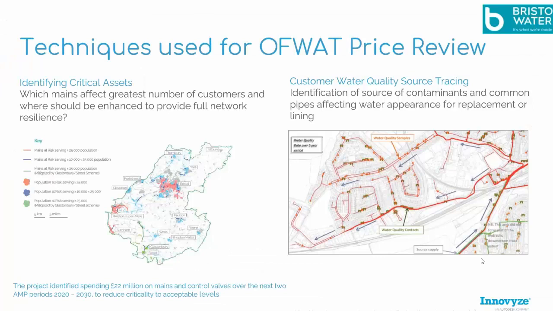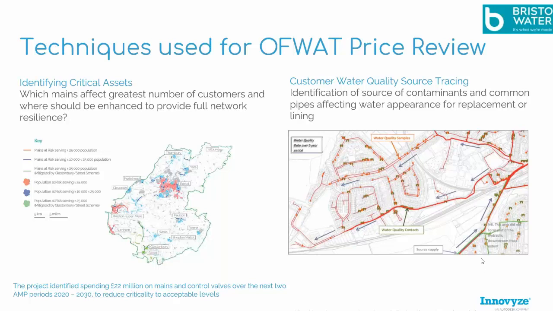And so just to touch on some of what we've talked about, this was used by Bristol Water to help inform their business plan for their price reviews. They looked at the critical link analysis, one of the first techniques we looked at for identifying critical assets. They did this on their full company area. So they looked at the mains which affect the greatest number of people, and so where the network could be enhanced and where money and investment could be best spent to ensure that resilience was there.